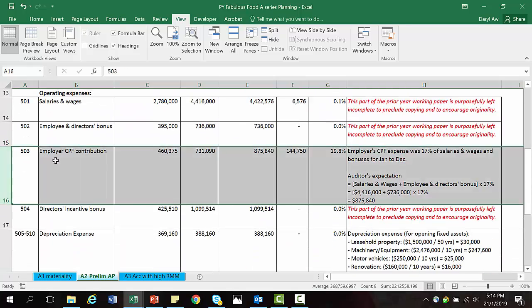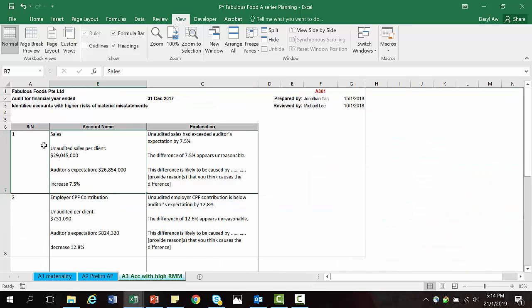And then since I've already identified that employer CPF is of a higher risk, I will document this in my next section, where I identify accounts with a higher risk of material misstatement. So here I will need to document what the accounts from A2 are which have more than 5%. In this case, sales and employer CPF will have been more, because you see the increase is 7.5%. Here the decrease is 12.8%. So in this case, I will document the account, and I'll need to explain why I feel this account is unreasonable. So based on whatever reason you have, you document the figures here.